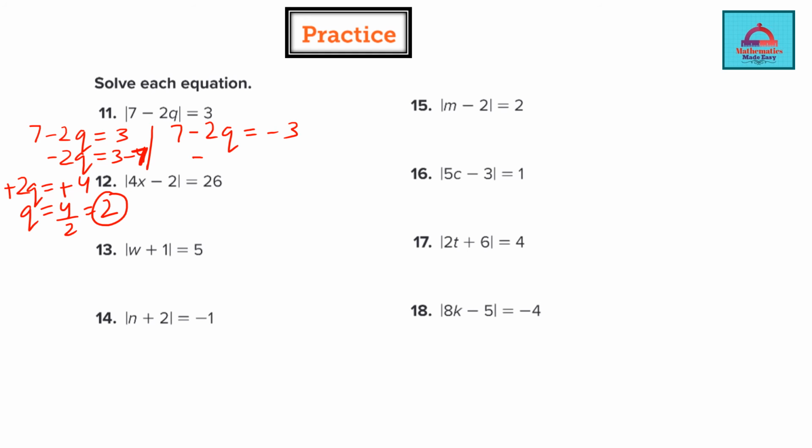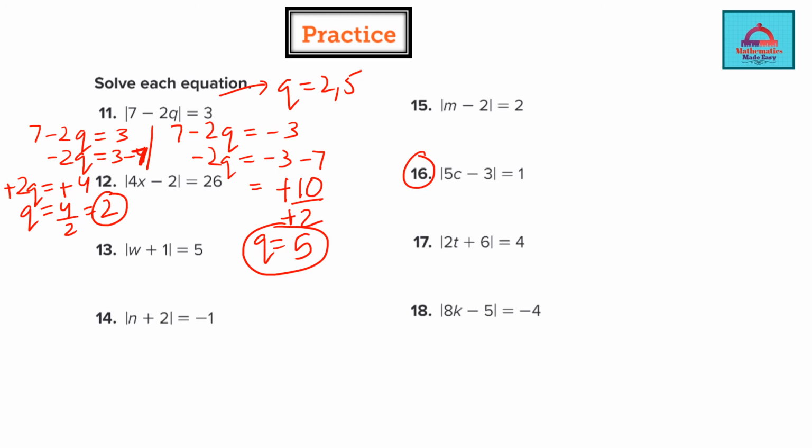Let's solve this one. Negative 2q is equal to negative 3. This goes on the other side, negative 7. So this is negative 10 divided by negative 2 becomes positive. So 5. So q is 2 and q is 5 for this question.